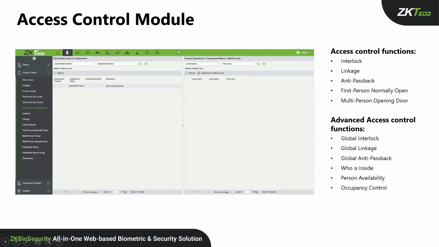The access control module has the following functions: interlock, linkage, anti-passback, first person normally open, and multi-person opening of the door. These are access control functions. We can also manage globally. For example, if we install devices in multiple locations, we can manage them globally. It also has global interlock, global linkage, global anti-passback, who is inside option, and personal availability and occupancy control.